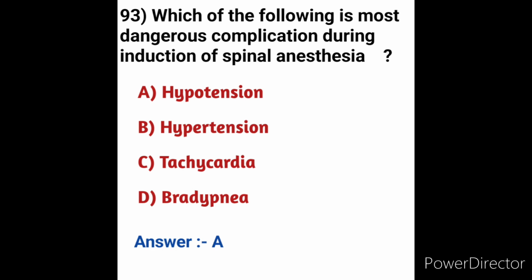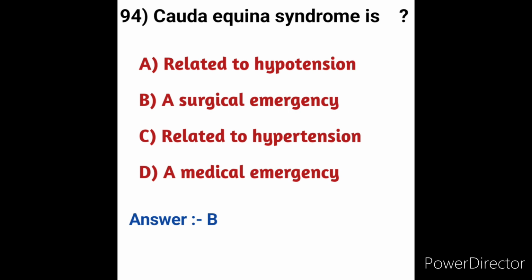Next we will move on to question number 94. What is cauda equina syndrome? We will see here the options. Option A, related to hypotension. Option B, a surgical emergency. Option C, related to hypertension. Option D, a medical emergency.